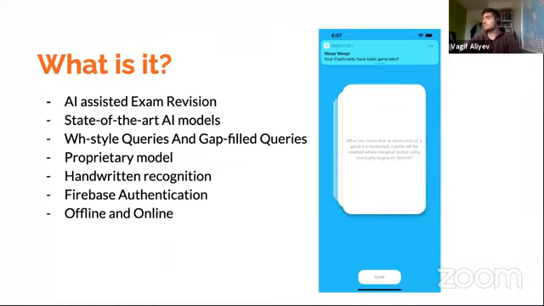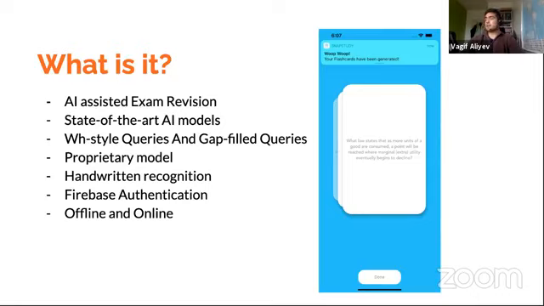So what is the app? Again, it is an AI-assisted exam revision application. It uses state-of-the-art artificial intelligence models to build WH-style queries and gap-filled question queries. The image you can see now is an example of a WH-style query that can be generated, and the gap-filled style also has multiple choice gap questions. I've built a proprietary model that I'm in the process of patenting because it's a novel keyword extraction algorithm.